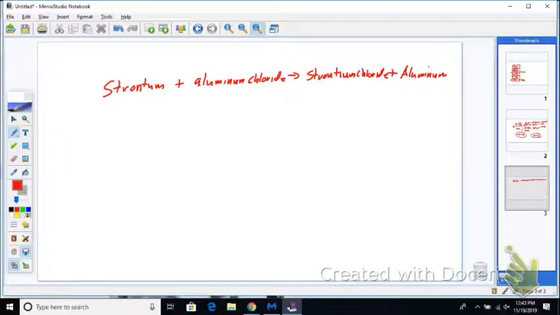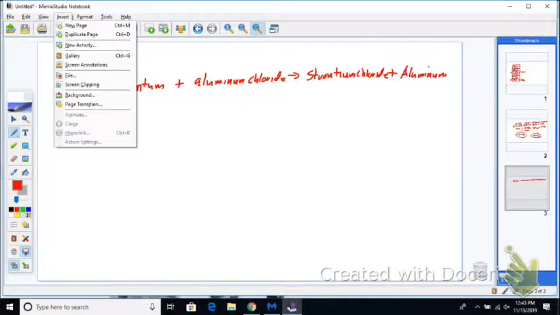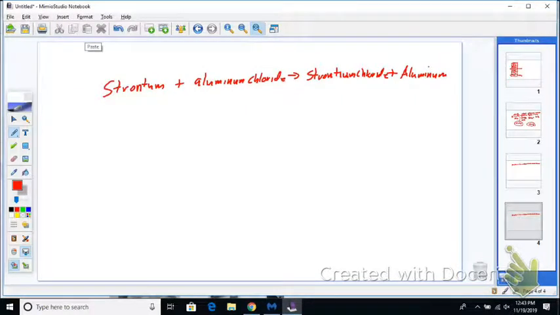Okay, so what we're going to do is look up strontium. What's the symbol for strontium? Sr. This is a compound, so we'll come back to that. And then for aluminum, what would you write down? Al. Alright, now if it's a compound, we've got to figure out the combination.